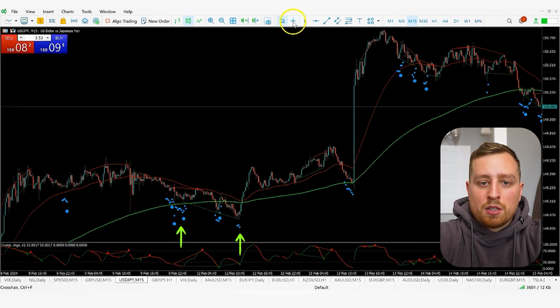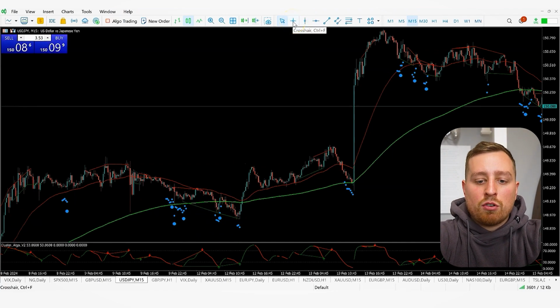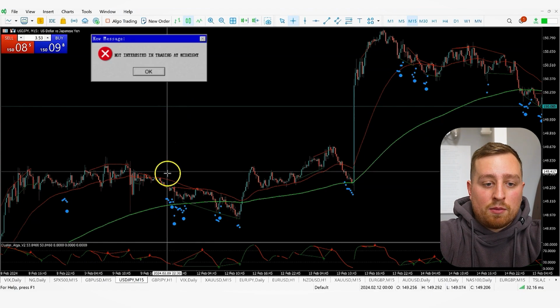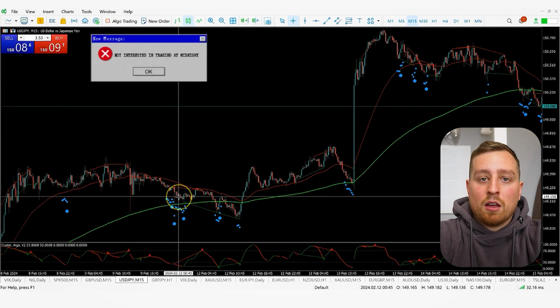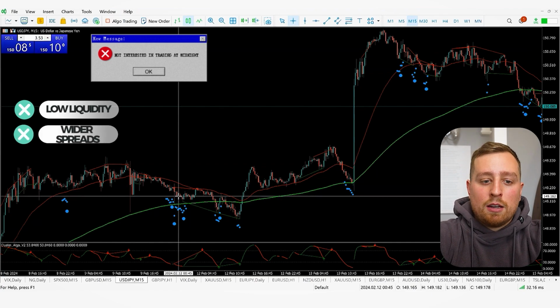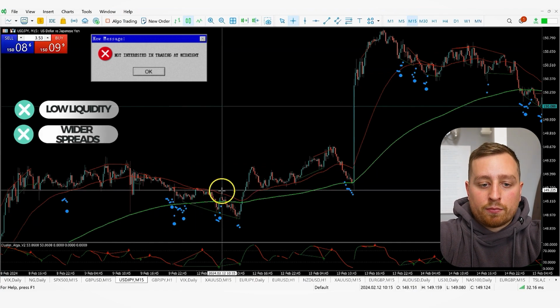Now let's have a look at some of the times, because ultimately you want to be really trading in between main market hours. So for me, that is between the hours of like 8 AM to 6 PM. So let's see now which ones fall out of category based on that. So around here is around midnight. So I'm not interested in trading at midnight because the liquidity is going to be low in the market, the spreads are going to be wider, and it's not something that I want to entertain.